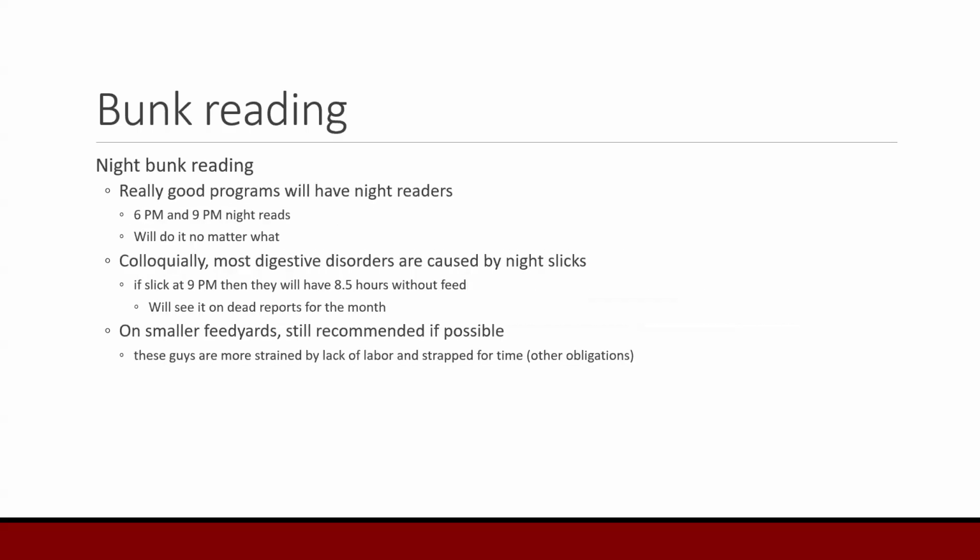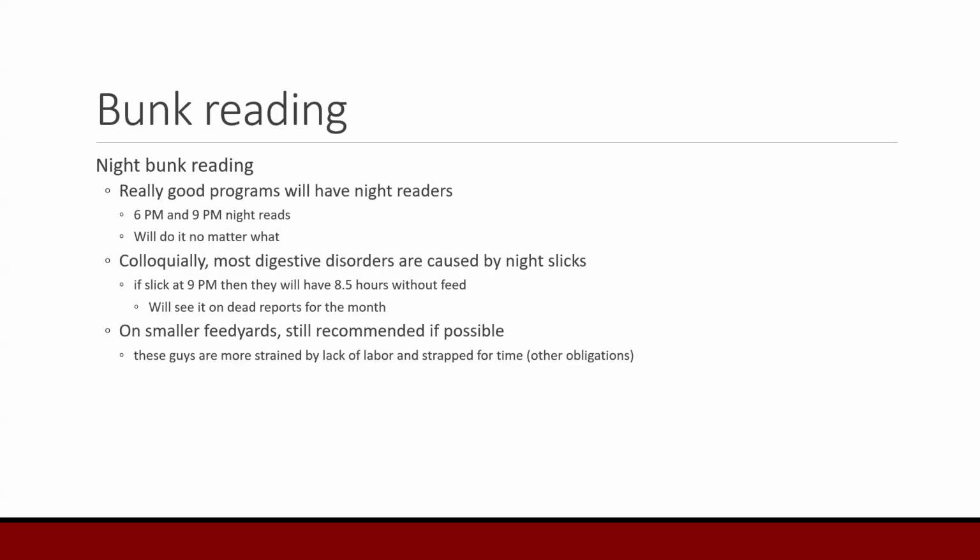Okay. Most commercial feed yards, some of the small farmer feeder types may not do this because they're strained on labor, but most commercial feed yards will have a night bunk reading, okay? Really good programs will do this. They'll do a night reading at 6 p.m., 9 p.m., and then if they run into some issues where maybe you have an excessive number of bloats, they may do one even later in the night, okay?